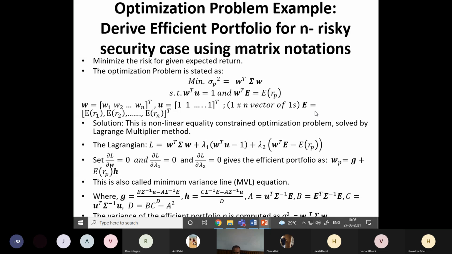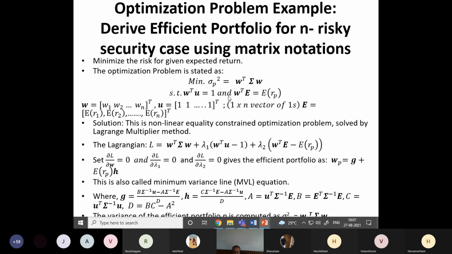E is the matrix of expected returns of the individual securities, again a column vector ER1, ER2 up to ERN. We have seen how to calculate all these values. So our task is to minimize sigma p square such that there are constraints on this optimization problem. First, the summation of the weights should be equal to 1. In matrix form, it is written as W transpose U equal to 1.